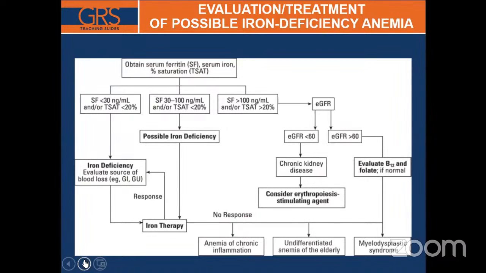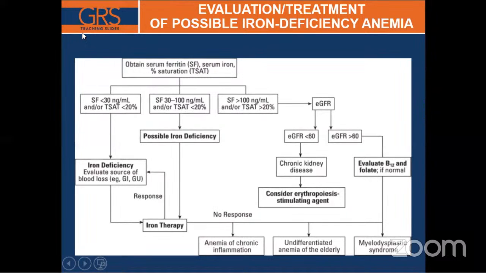Okay, Dr. Gaffer will continue from here with the evaluation and treatment of possible iron deficiency anemia. Thank you, Dr. Muram. Okay. Can you guys hear me? Yes, go ahead. Thank you. First of all, thank you, Dr. Eithar. My name is Dr. Gaffer Ahmed. I'm a graduate from University of Khartoum.